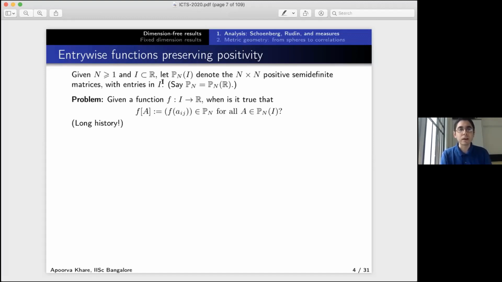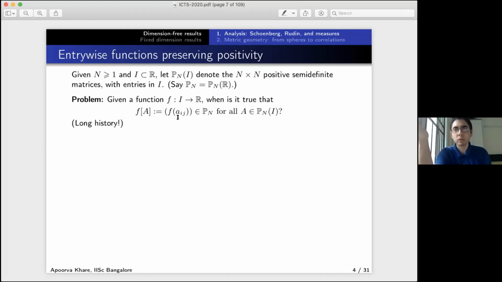And suppose Pn, I mean Pn of R, let's say. So given a function from the domain to R, when is it true that if you act on a positive semi-definite matrix A, the entry-wise action of F on A is positive semi-definite?